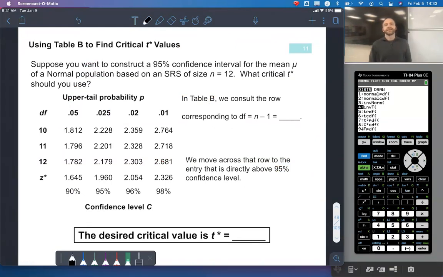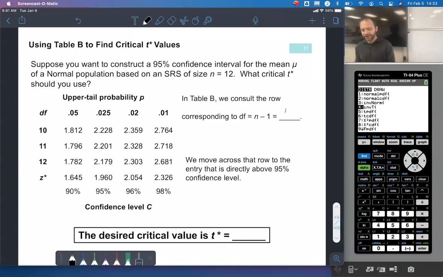And so now we're looking at the example of finding the critical value t star. In this problem, we're looking to use table B based off constructing a 95% confidence interval for an unknown population mean mu from a normal distribution using a simple random sample of size 12. What critical t star should we use? We're going to try using that table B over there. Let's go to table B, and we're going to consult the row that corresponds to the degrees of freedom of n minus 1.